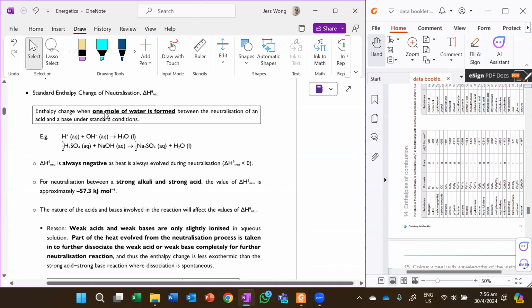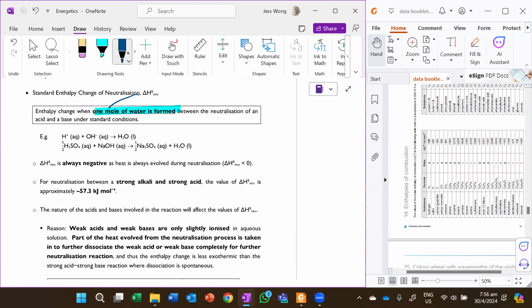Next, we have an enthalpy change. The next enthalpy change is neutralization. Now, enthalpy change of neutralization is defined as the energy change when 1 mole of water is formed from an acid-base neutralization under standard condition. So in this case, the focus is on the number of moles of water formed and not on the number of moles of acid or the number of moles of base. So its focus is on the number of moles of water formed.